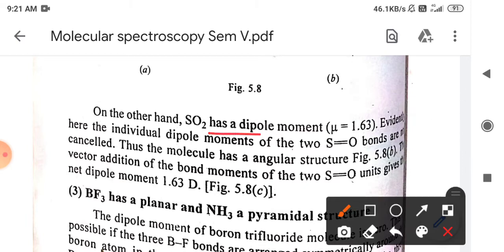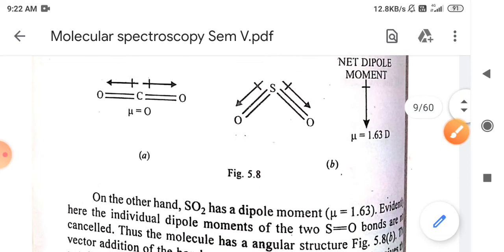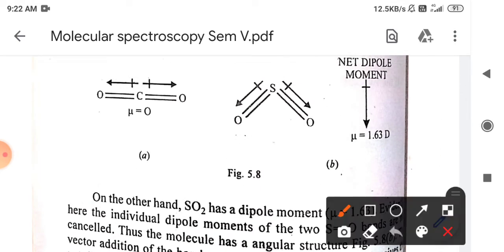So the SO2 molecule has a dipole moment of 1.63 D. Here the individual dipole moments of the two S=O bonds do not cancel each other, thus the molecule has an angular structure. The vector addition of the two bond moments of the two SO units gives rise to the net dipole moment of 1.63 D. So the net dipole moment is in this direction.